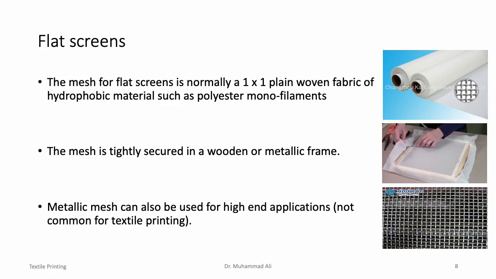In some cases, a metallic mesh can also be used. However, for textile printing, it's not common. For textile printing, it's almost always a one by one plain woven polyester fabric.